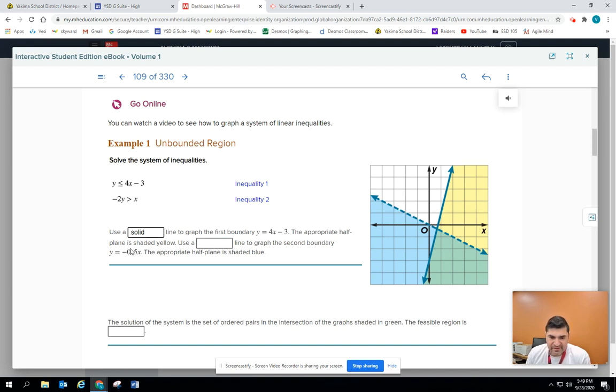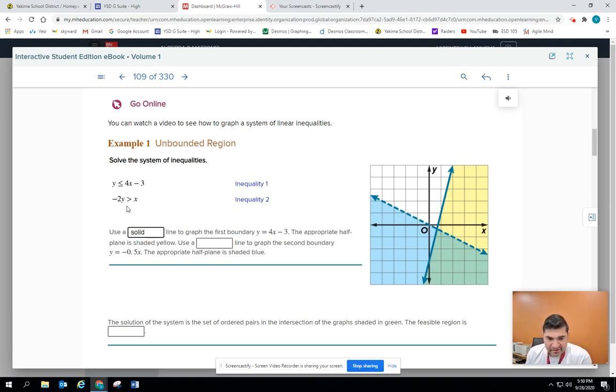The appropriate half plane is shaded yellow. Use a blank line to graph the second boundary, y equals negative 0.5x. The appropriate half plane is shaded blue.